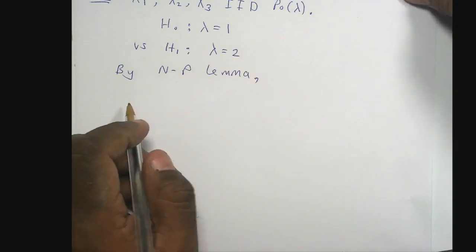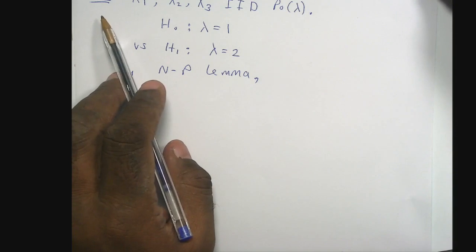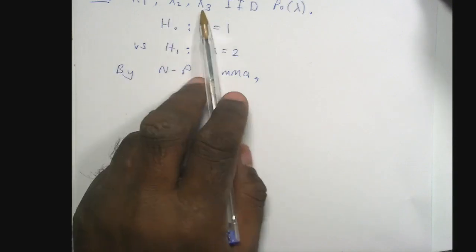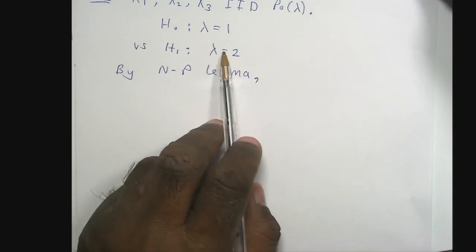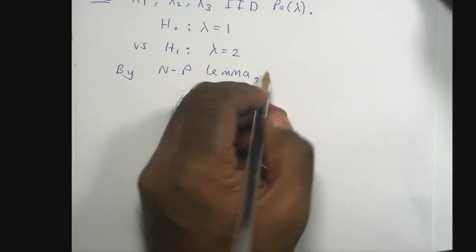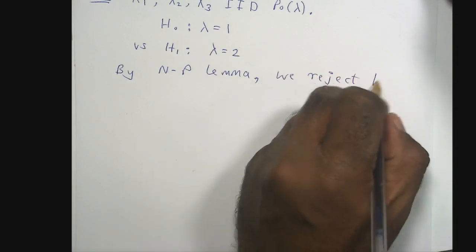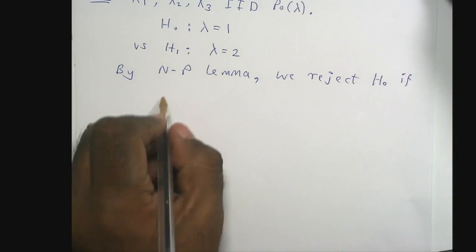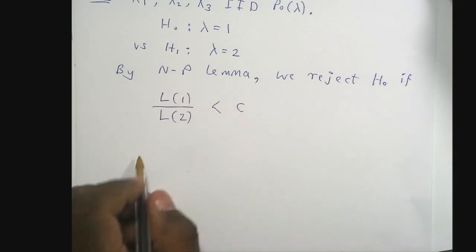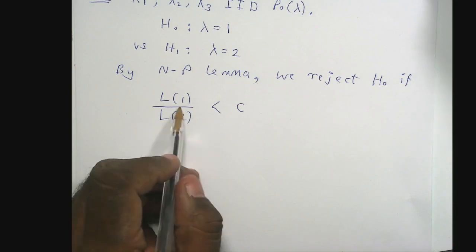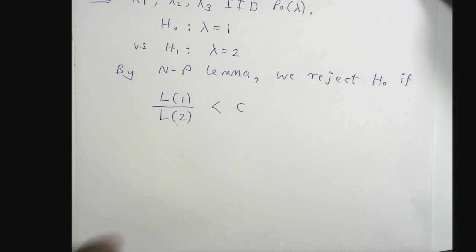All right, can you guys listen to this, please? So this is question 1 from sheet 8, right? You are given three observations from a Poisson distribution, and we are testing this versus this. So by the Neyman-Pearson lemma, we reject H0 if the ratio of the likelihoods at lambda equal to 1 divided by lambda equal to 2 is less than a constant c, right?